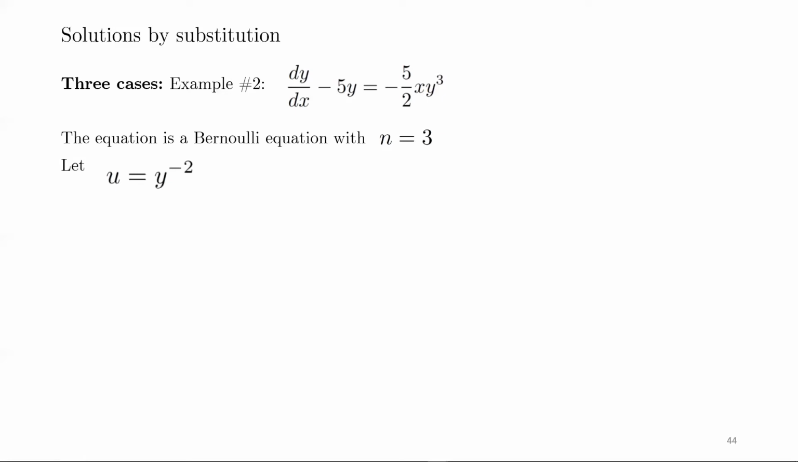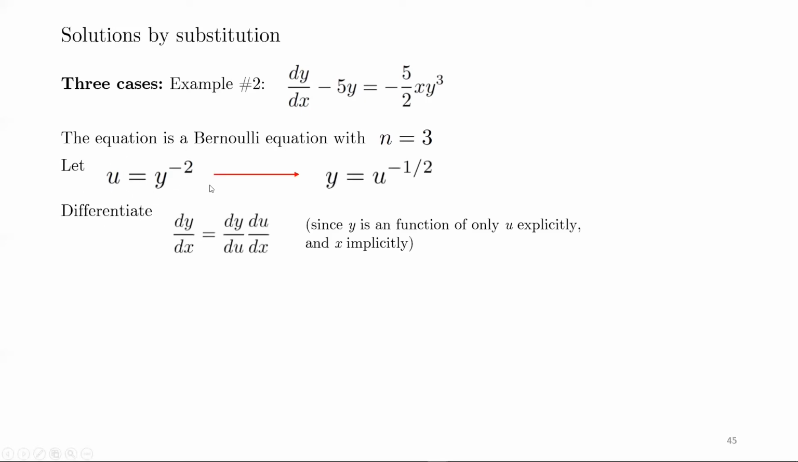So let's try the substitution u is equal to y to the power of negative 2. So how did I get this? If you recall, if my power was n there, I would use the substitution u is equal to y to the power of 1 minus n. So n is 3 here, 1 minus 3 is negative 2. So let's do this. So u is equal to y to the power of negative 2.